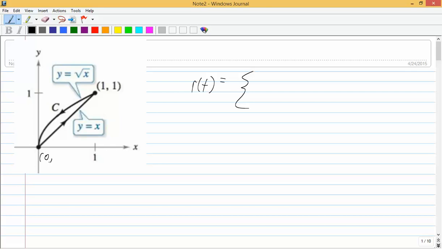So this is 0, 0, and this is 1, 1. On this interval from 0, 0 to 1, 1, t equals 0 to 1 is what I'm going to choose. You can tell this equation is y equals x. So we have an equation of the line, which makes this a lot easier, really.